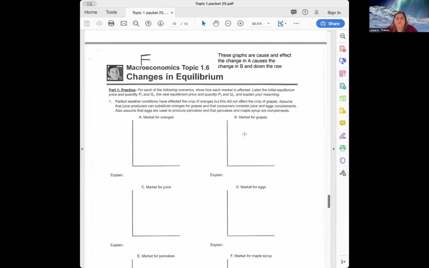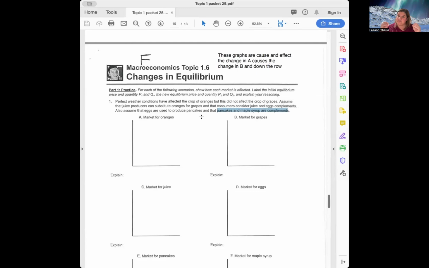Okay. So it tells you in here some things that you might need to know. Assume that juice producers substitute oranges and grapes. So oranges and grapes are substitute products. They tell you that in the question. They also are going to tell you that juice and eggs are complementary goods. They tell you that in the question. They're also telling you that eggs are an input for pancakes. And then they're also going to tell you that pancakes and syrup are complementary goods.